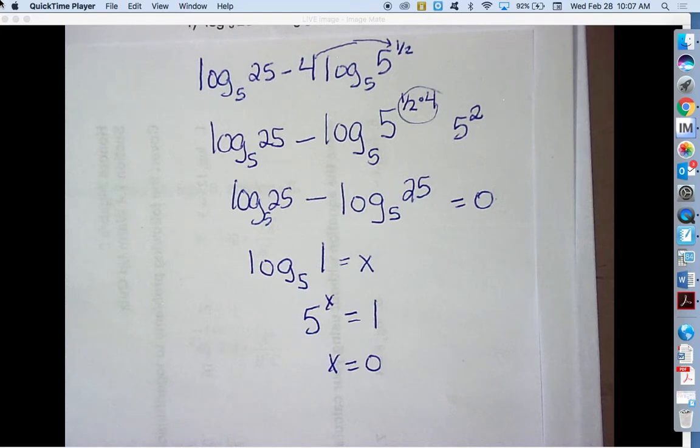Now, if one was a 15 and the other one was a 25, then yes. But they're exactly the same log. So if you have 5 minus 5, they're 0. If you have the log of 5 minus the log of 5, they're still the same. It gets 0.